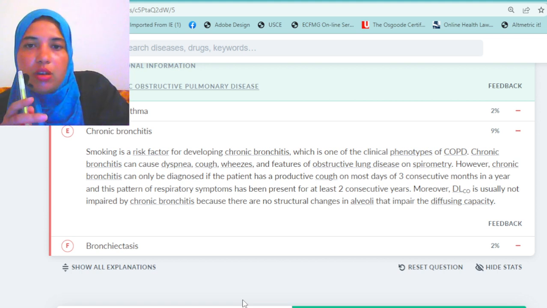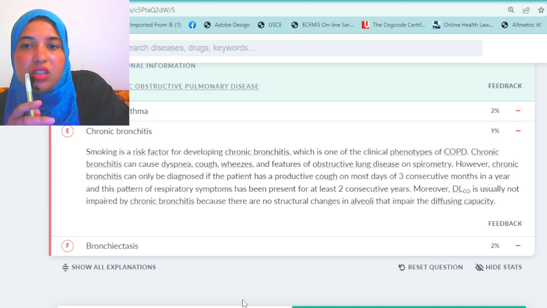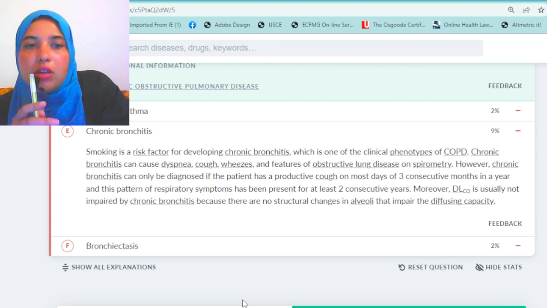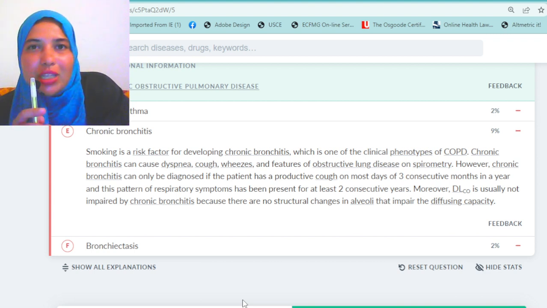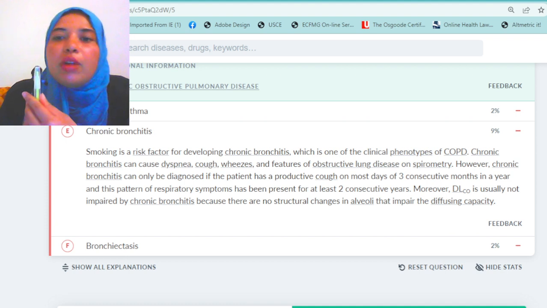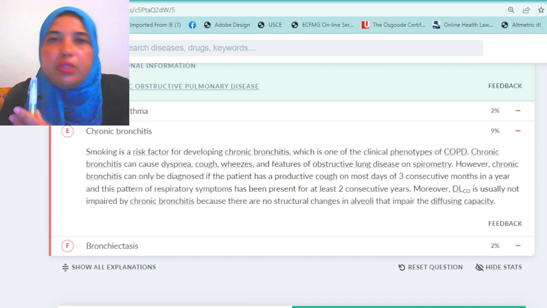Smoking is a risk factor for chronic bronchitis, which is one of the phenotypes of COPD. Chronic bronchitis can cause dyspnea, cough, wheezes, and features of obstructive lung disease on spirometry. However, chronic bronchitis can only be diagnosed if the patient has a productive cough on most days of 3 consecutive months in a year, and this pattern of respiratory symptoms has been present for at least 2 consecutive years. Moreover, the only point you need to know, DLCO is usually not impaired with chronic bronchitis because there's no structural changes in the alveoli that would affect the diffusing capacity, whereas emphysema, they're completely destroyed.